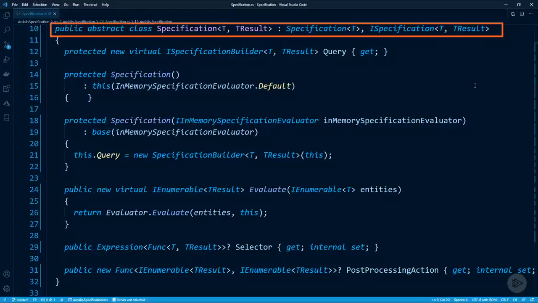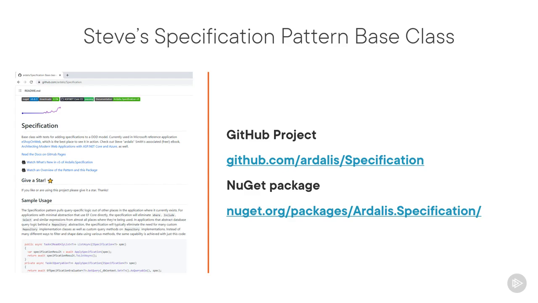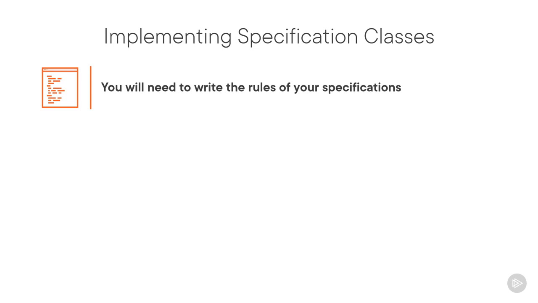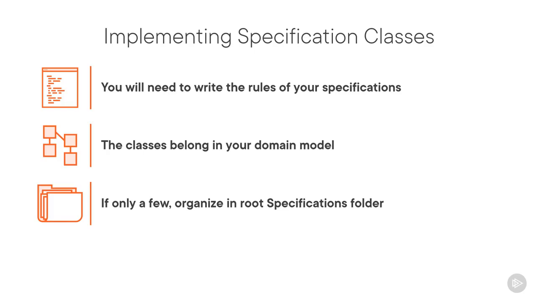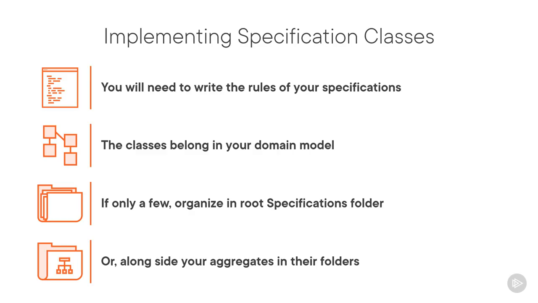Feel free to look at the source for our Dallas.specification on GitHub and take just the bits you find useful. Or you can reference that package and leverage all of its features and just start adding the specifications that your domain needs. It's up to you. Either way, you will need to write the specifications themselves. These belong in your domain model. When you don't have many of them, you might just put them in a root specifications folder. However, as your model grows, if you're using aggregates, it may make sense to have each aggregate include in its own folder the specifications that go with it. This makes them easy to locate as they grow in number.